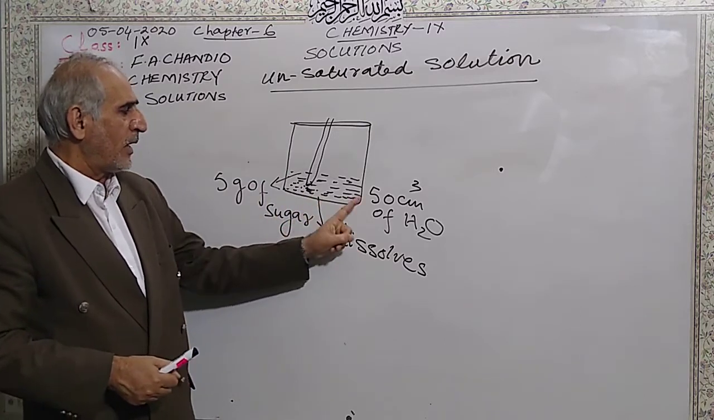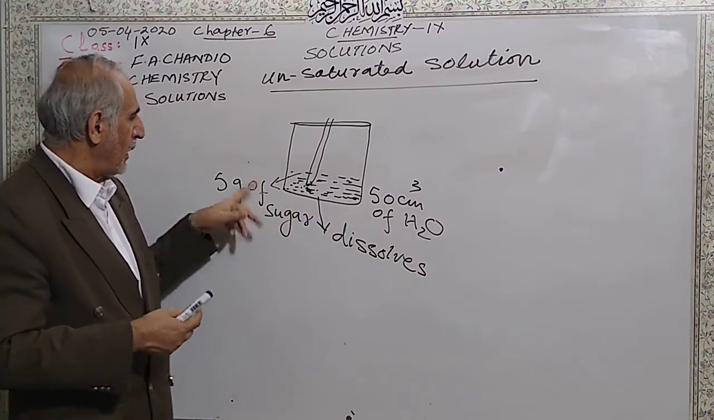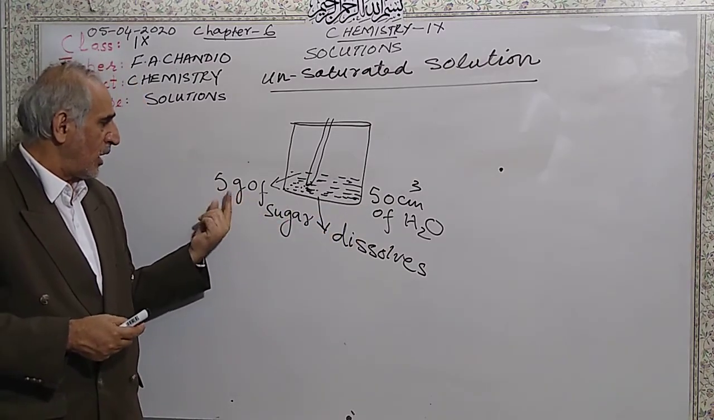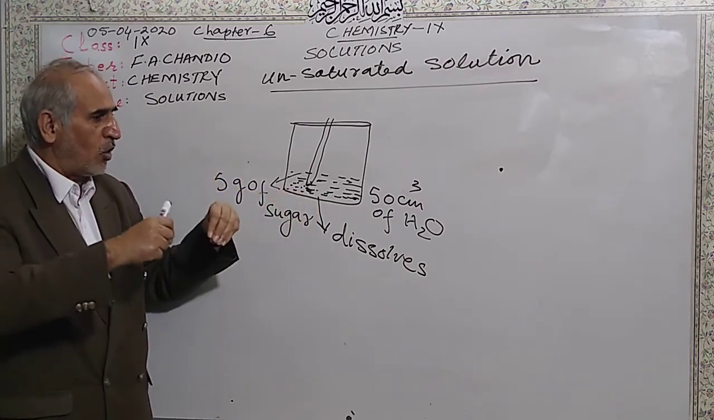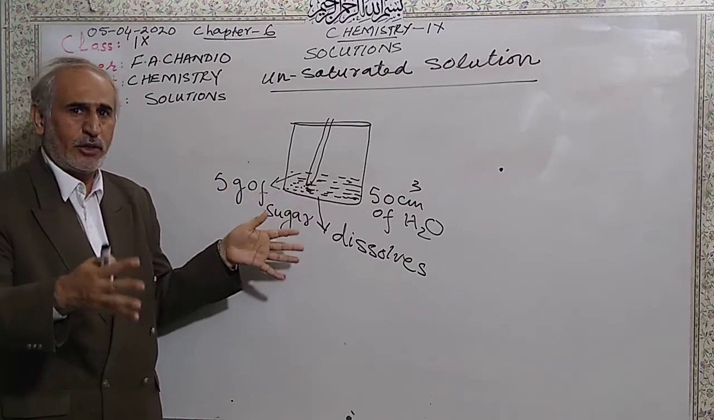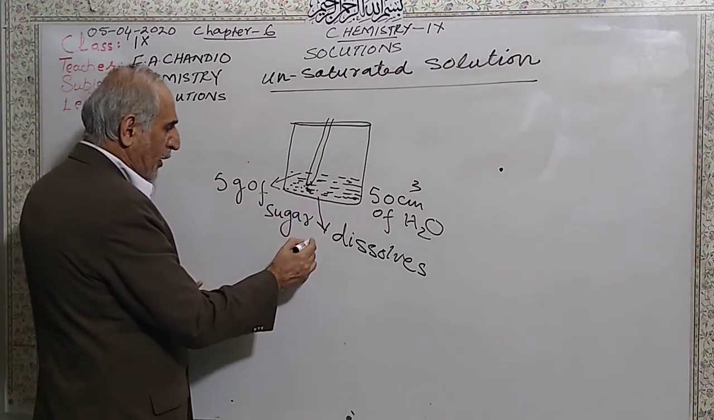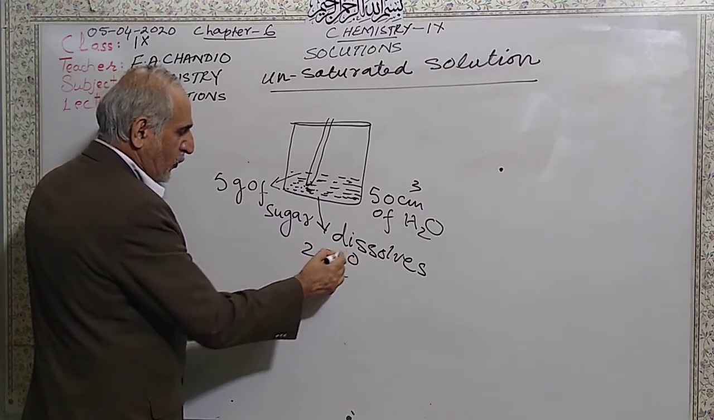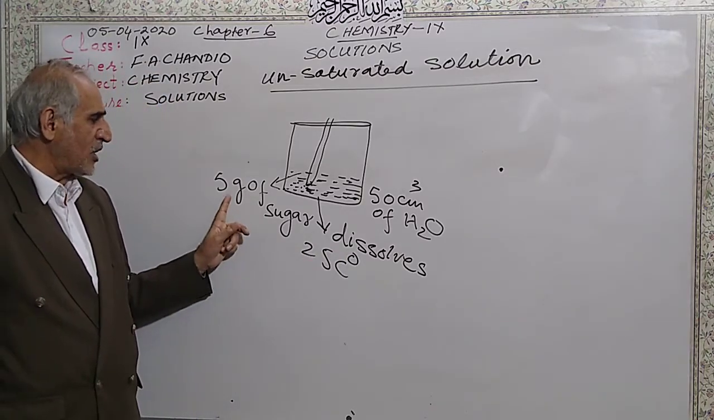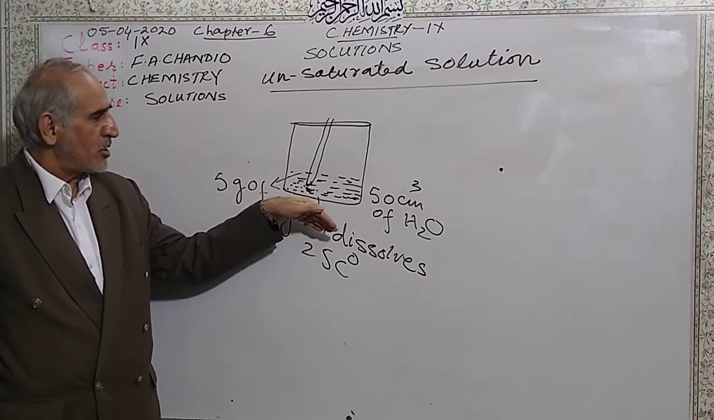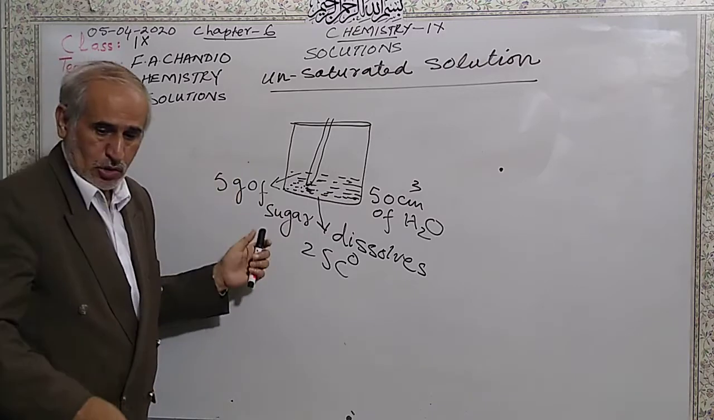Again I am telling you, take 50 centimeter cube, you can take 100 also, no problem. Then dissolve 5 grams of the sugar or salt solute. If you dissolve and you can dissolve more, it means this solution has the ability to dissolve more solute at that temperature. Temperature is very important. At a particular temperature, suppose your lab temperature is 25 degrees centigrade, so maintain this temperature. At this temperature, when the solute dissolves in a solution, it is called an unsaturated solution. So this is one thing.